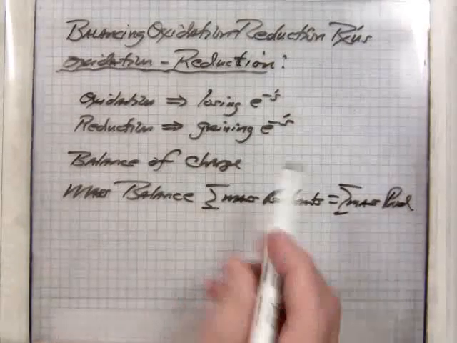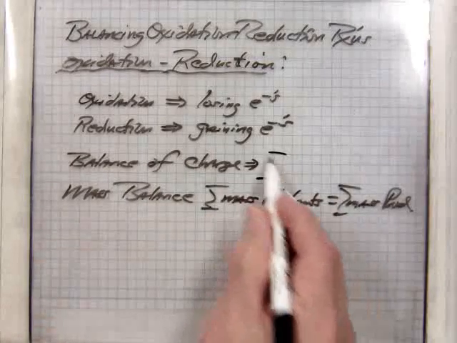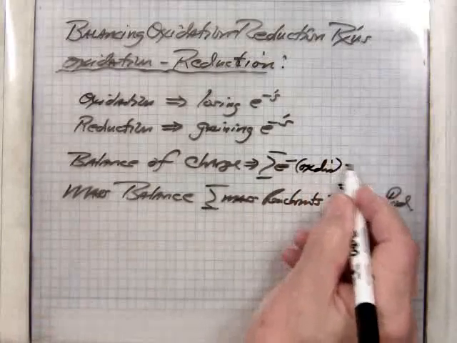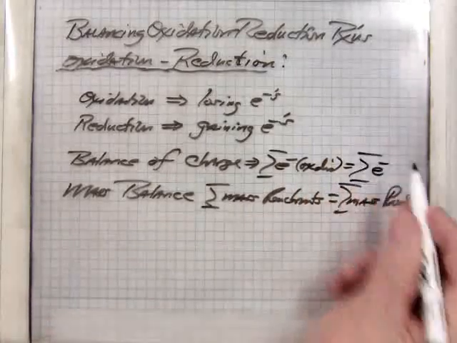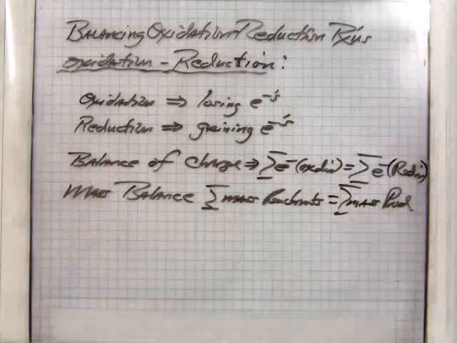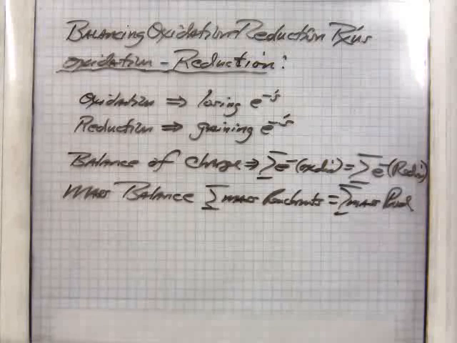In the balance of charge, the total number of electrons lost in the process must be equal to the total number of electrons gained. So the sum of electrons undergoing oxidation must equal the sum of the electrons undergoing reduction. So you don't gain or lose anything either by mass or by charge. And it's just a natural order of how processes take place.